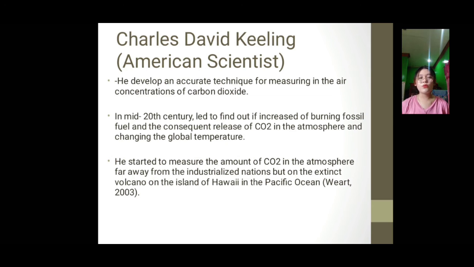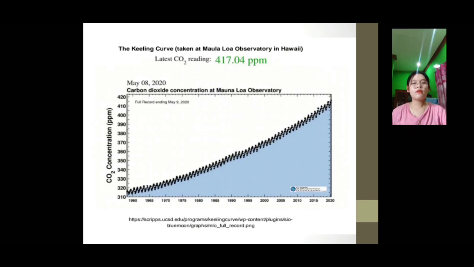In the mid-20th century, he set out to find out if the increased burning of fossil fuel and the consequent release of carbon dioxide in the atmosphere was changing the global temperature. He started to measure the amount of carbon dioxide in the atmosphere far away from the industrialized nations, on an extinct volcano on the island of Hawaii in the Pacific Ocean. So this graph, known as the Keeling curve, plots average amounts of carbon dioxide in the atmosphere taken from a monitoring station at the Mauna Loa Observatory in Hawaii. Keeling began measuring carbon dioxide levels at the Mauna Loa Observatory in 1958.